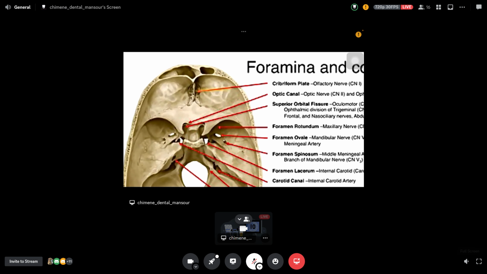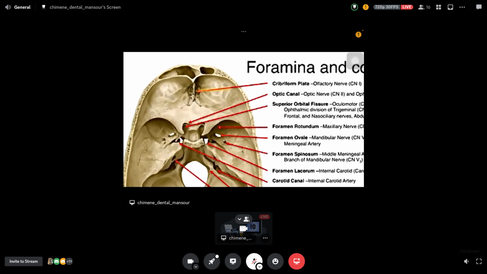So here's a quick recap for the facial bones. For the viscerocranium, as I've told you, you have the nasal bone, which is a paired bone. The lacrimal bone, also a paired one. The zygomatic bone, paired. The inferior nasal concha, a paired one.